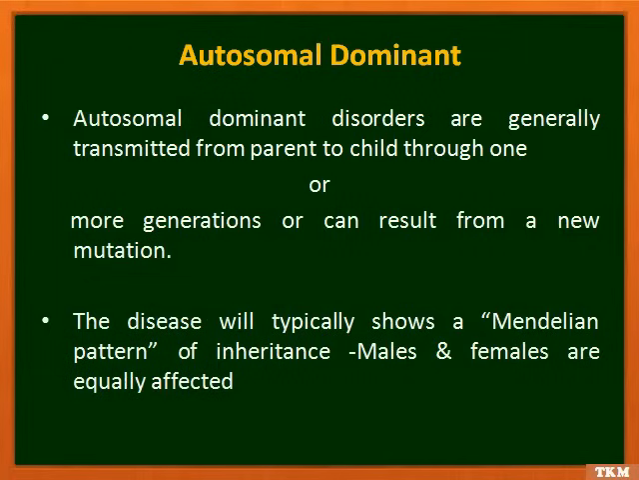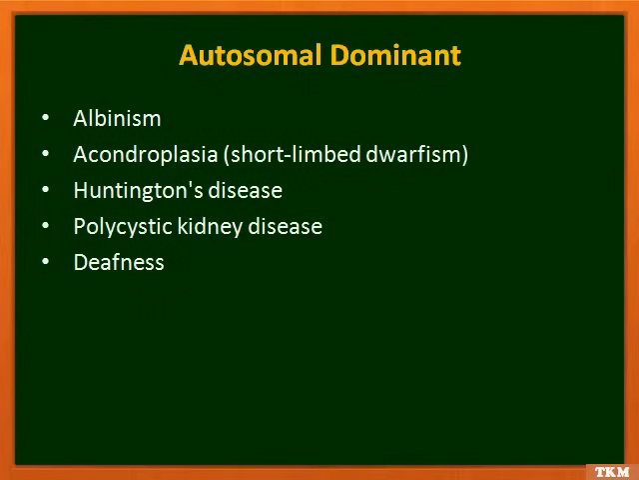Autosomal dominant disorders are generally transmitted from parent to child through one or more generations, or can result from a new mutation. The disease will typically show a Mendelian pattern of inheritance. That means the males and females are equally affected. Examples of autosomal dominant: albinism, achondroplasia, Huntington disease, polycystic kidney disease, and deafness.